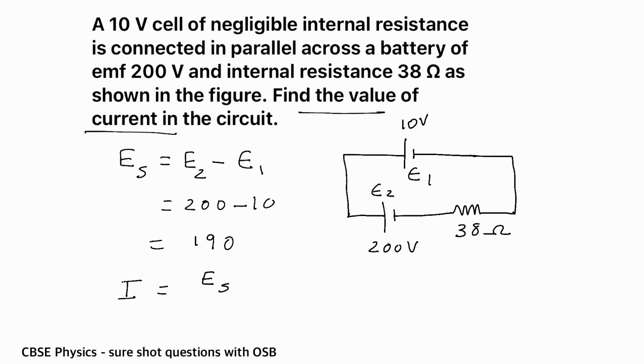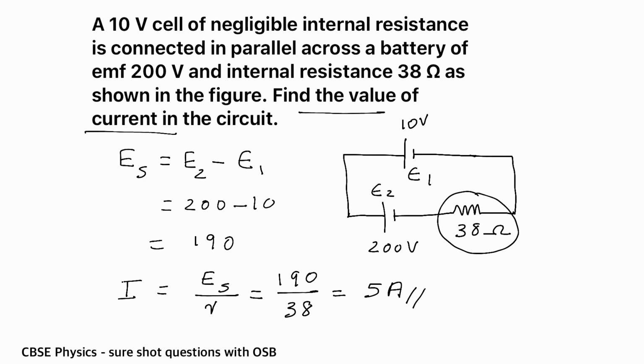I = E net by R net. Here, what is the only resistance? It is the internal resistance, right? R is 38. So 190 by 38, and your answer is what? 5 ampere. Very, very simple, okay? Comparing to other EMF questions, this is very simple.